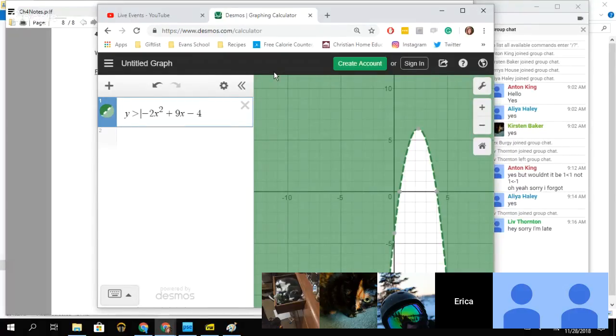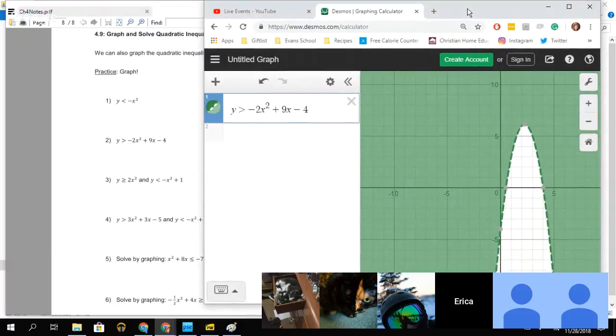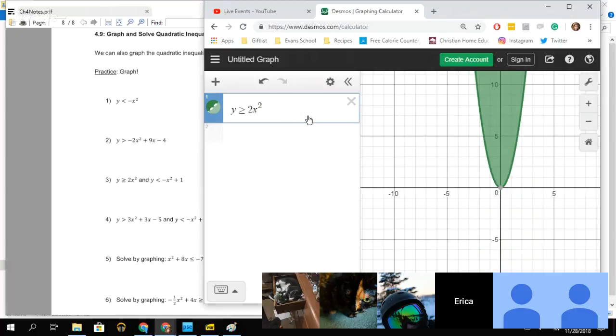Just kind of a good review of all the different graphing that we've done so far. Okay. So number 3 and 4 are actually a system of equations. So let's see what this looks like. We have y is greater than or equal to 2x squared. Okay. And then we have that y is less than negative x squared plus 1.